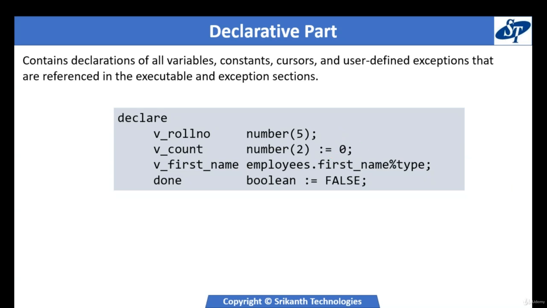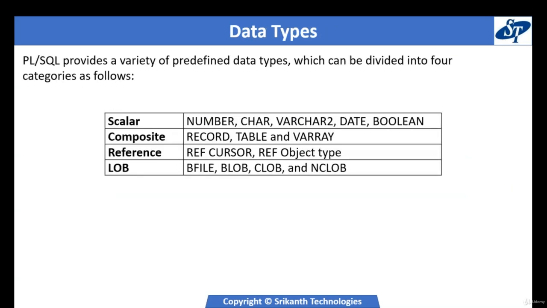It's up to you. Now, these are the data types we have. The scalar data types are the same. The only new thing is Boolean. Boolean is not available in SQL. You can't create a column of type Boolean, but you can create a variable of type Boolean. And then we have some other data types which are more specific to PL SQL, like composite types, reference types, and LOBs are again common to both SQL and PL SQL.